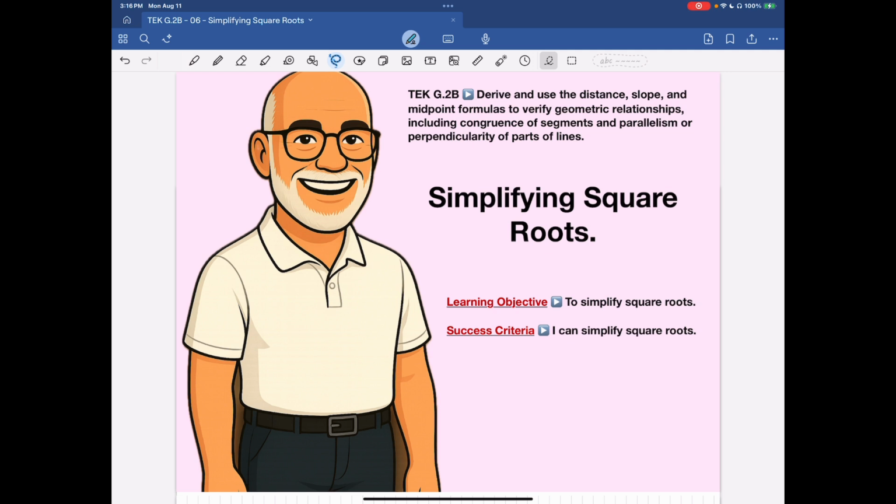It's derive and use the distance, slope, and midpoint formulas to verify geometric relationships, including congruence of segments and parallelism or perpendicularity of parts of lines. Now, today's video covers simplifying square roots, and our learning objective is to simplify square roots. And you will know you have mastered this objective when you can simplify a square root such that no perfect squares remain inside the square root symbol.